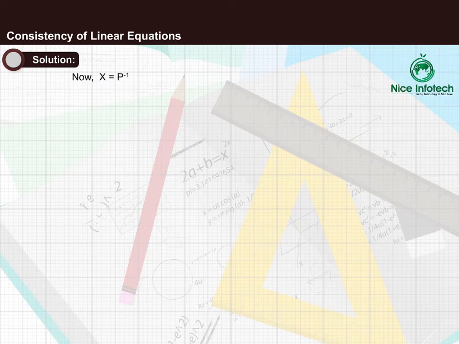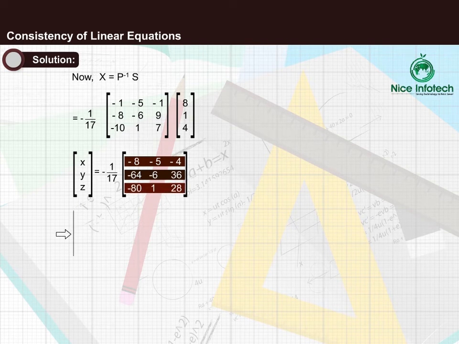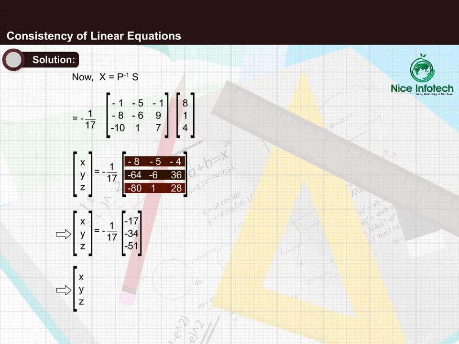Now X equals P inverse S. This implies X, Y, Z equals minus 1 by 17 times minus 17, minus 34, minus 51. This further implies X, Y, Z equals 1, 2, 3, which implies X equals 1, Y equals 2, and Z equals 3.